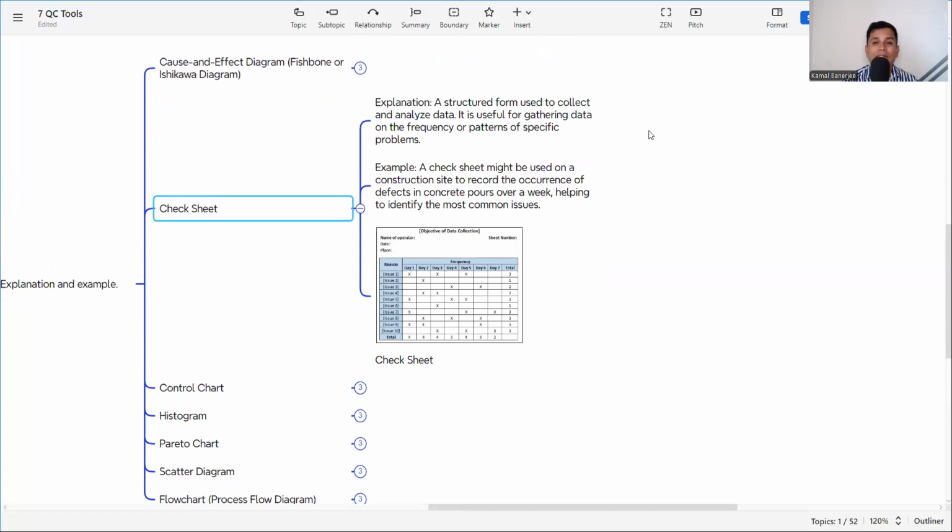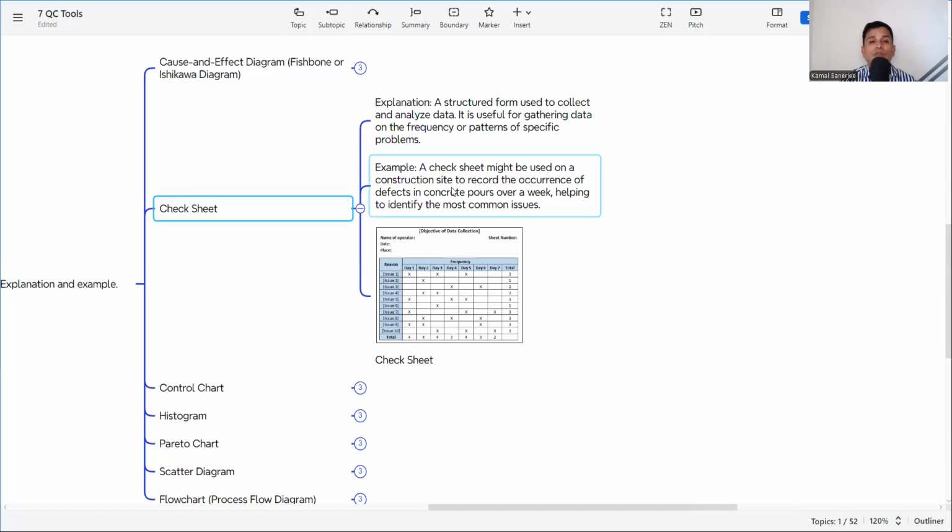It is useful for gathering data on the frequency of patterns or specific problems. So whenever there is a problem, we need to gather data. But how can we gather data? There should be a check sheet. Was the curing done, was the vibrator used, are the people competent enough, are they trained? These are all the data we need to collect to identify the problem.